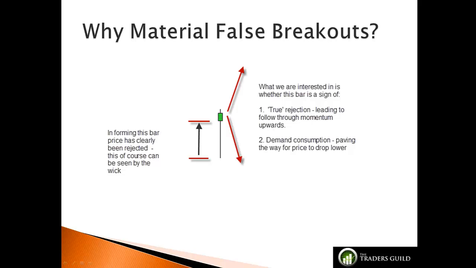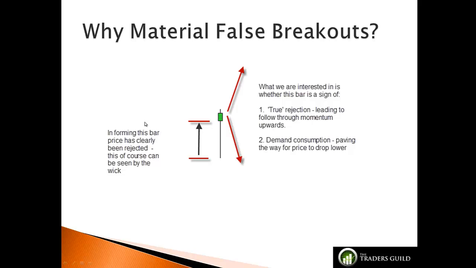We want to know whether this bar is what I call a true rejection bar. If it's true rejection, then price will move up, okay? So this bar is true rejection in terms of its signaling follow through momentum. We have the rejection from demand, price moves up. This is thus a true rejection bar, okay? Now, if price moves down, then all this was a demand consumption bar. And what do I mean by that?